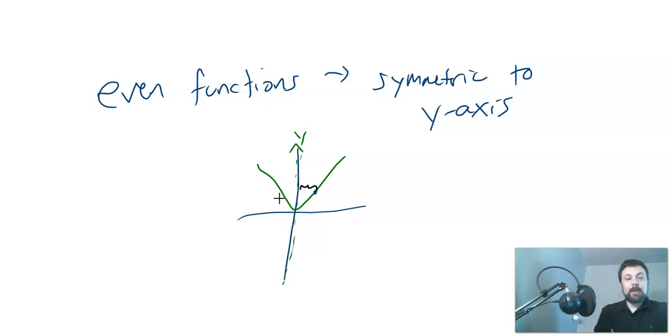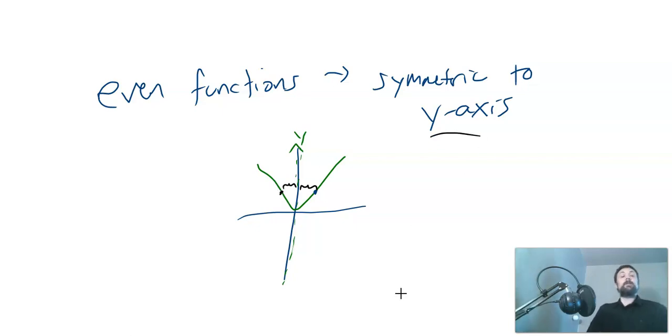There we go. Okay. So right there. It's the same distance away on the exact opposite side of the y-axis, you'll find a mirror image point. So for every point over here, there's a mirror image point the same distance away on the exact opposite side of the y-axis. That's what symmetric to the y-axis looks like.